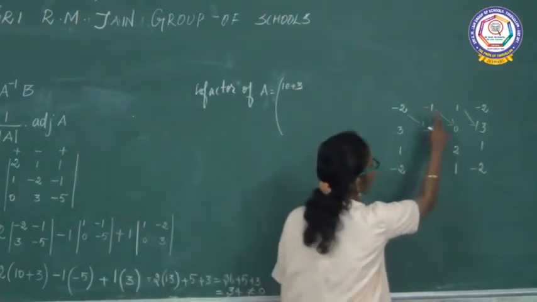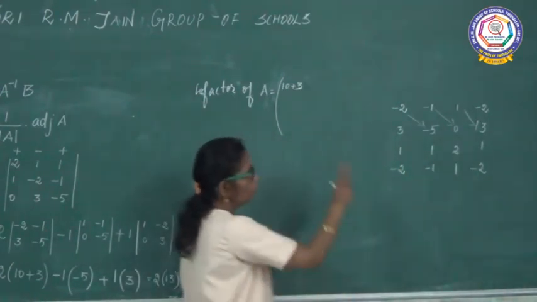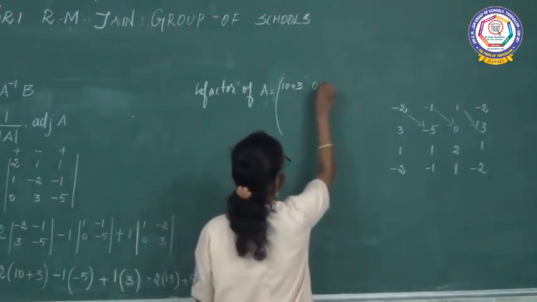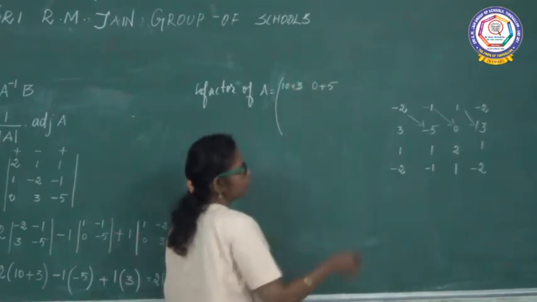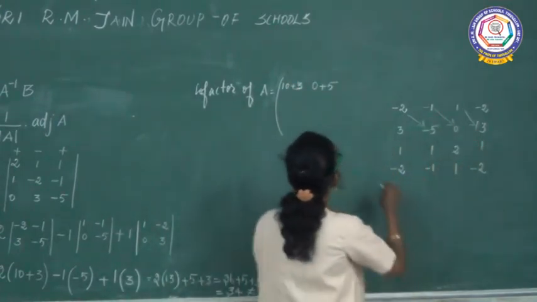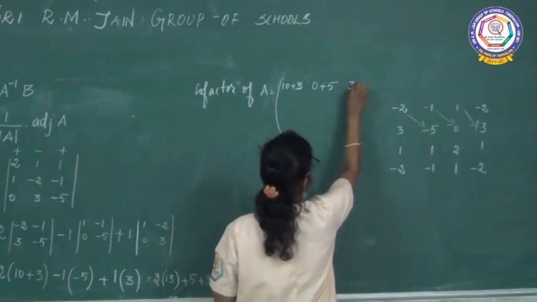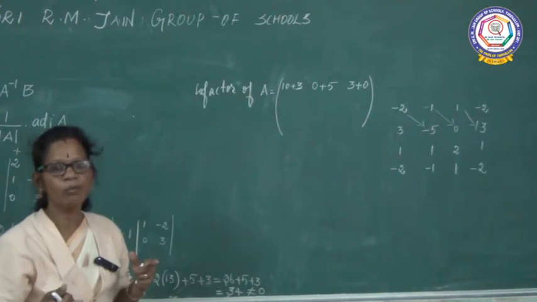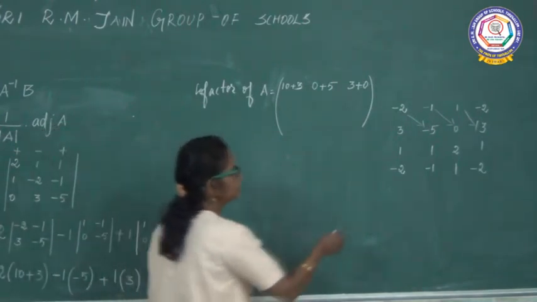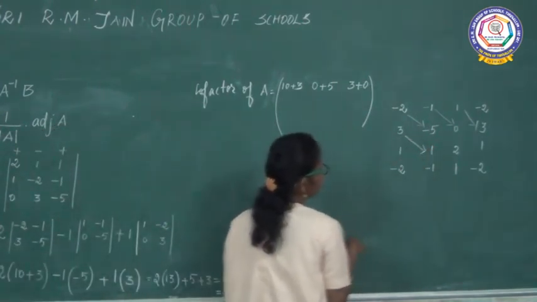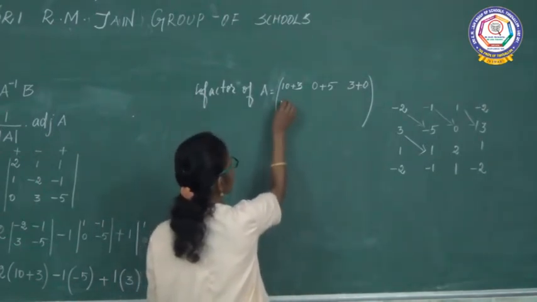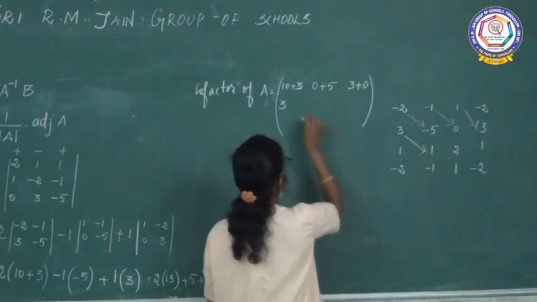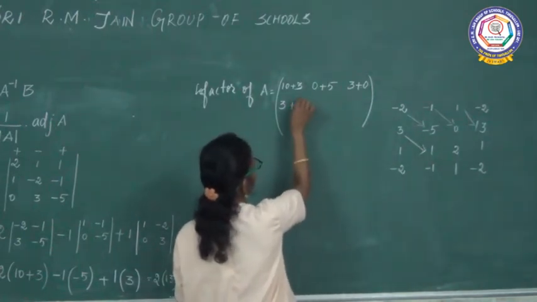Next, minus 1 into 0, 0. Minus of, so 0 plus 5. Next, 3, 0. 3 plus 0 or minus 0, right? 0 is neither positive nor negative. Next, the same product of main diagonal minus product of subdiagonal. 3 into 1, 3, minus of, so it becomes plus 5.